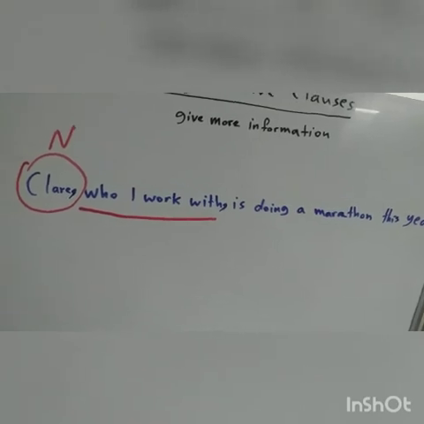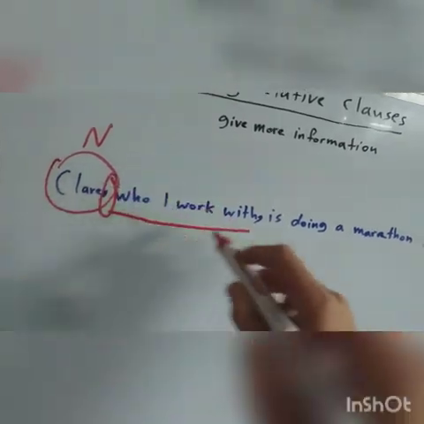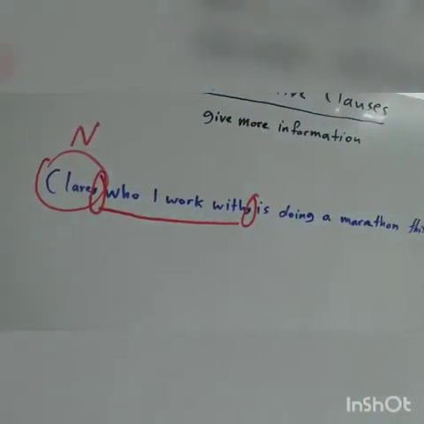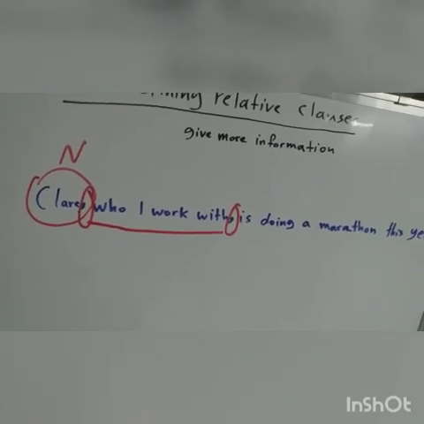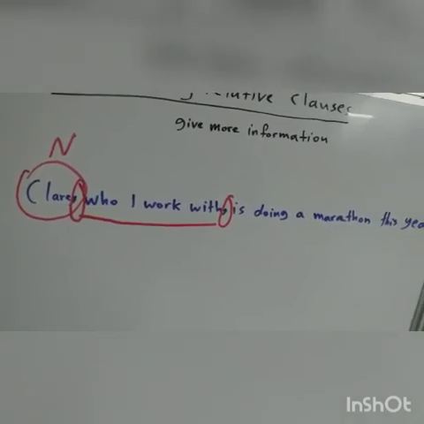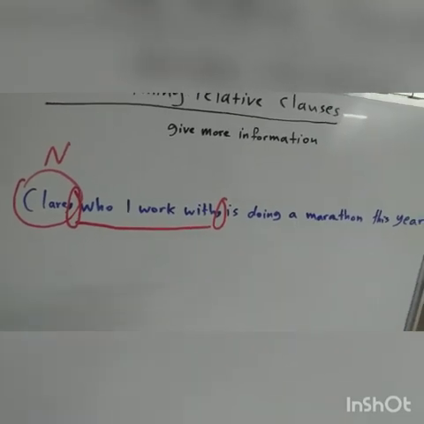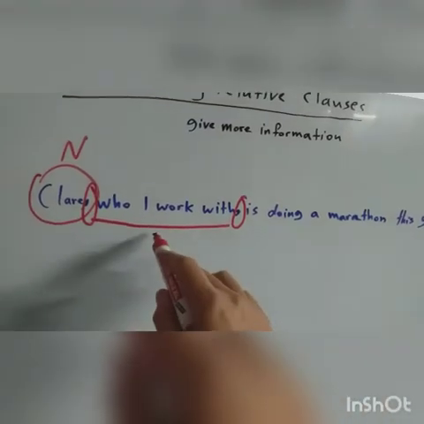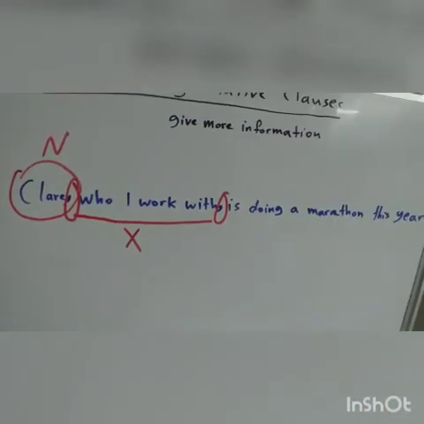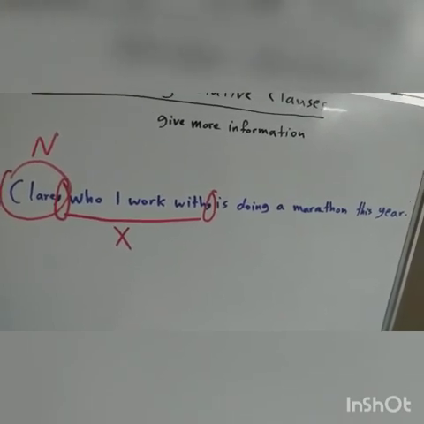And if you notice, we use commas. Here's a comma. There are two commas in this example. So we use commas when writing non-defining relative clauses. It's very important. If we delete the non-defining relative clause, the sentence will still be correct. Claire is doing a marathon this year.